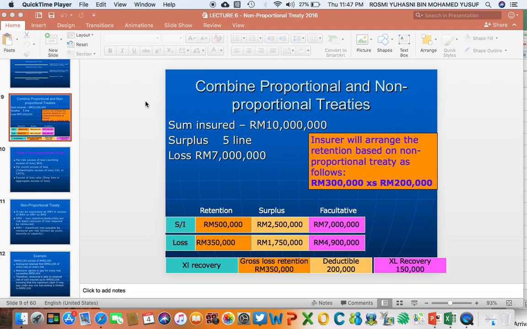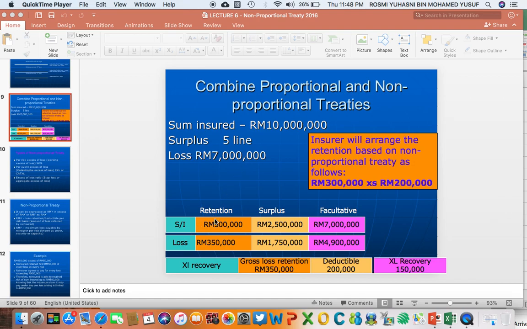Okay, now we look at how excess of loss can be used together with proportional reinsurance. This is an example taken from the slide. A risk with a sum insured of 10 million, and the insurer has a proportional reinsurance program of surplus for 5 lines and an incurred loss of 7 million. So let's allocate the sum insured first based on the proportional reinsurance arrangement.